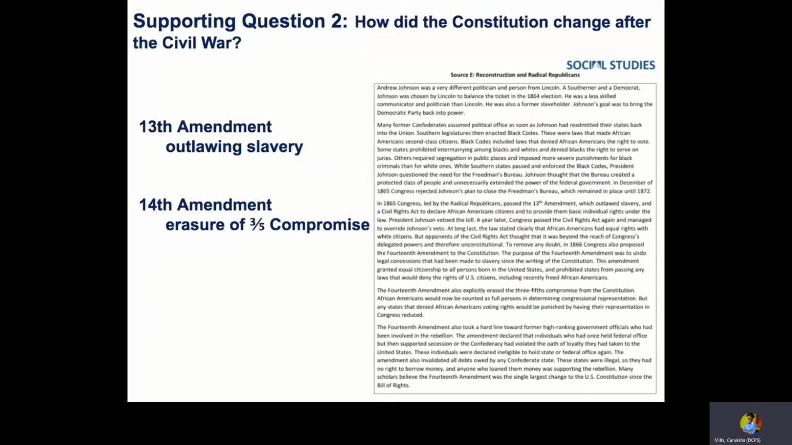The next supporting question will ask you, how did the Constitution change after the Civil War? Source E, which deals with Reconstruction and radical Republicans, will deal with the 13th Amendment, or the outlawing of slavery, the 14th Amendment, the erasure of the Three-Fifths Compromise, as well as changes in the Confederacy and the Union, and the unification after the Civil War.